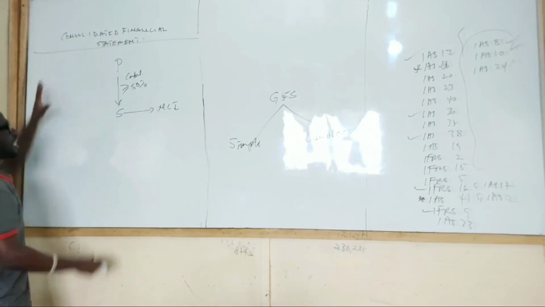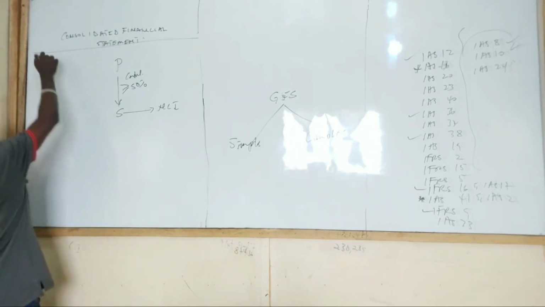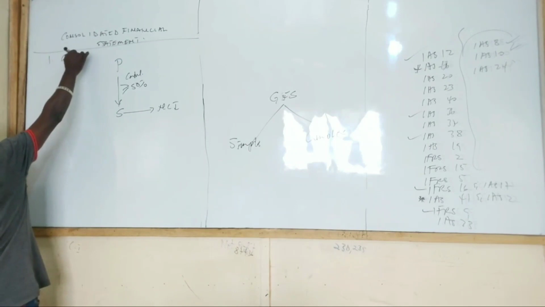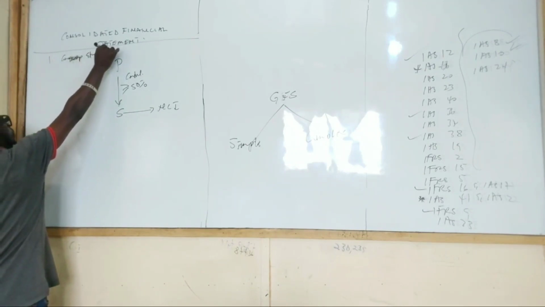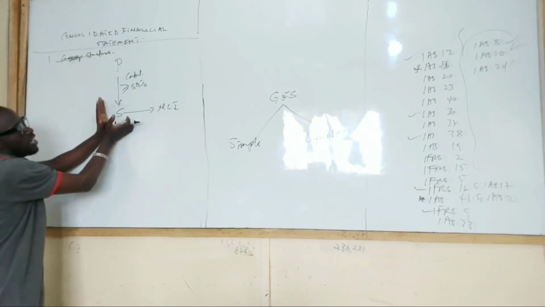Now, the first thing in every consolidated financial statement question or answer is to first do what we call the group structure. And that is what I'm setting out to do. Why is the group structure important? Because it tells us how the acquisition is.